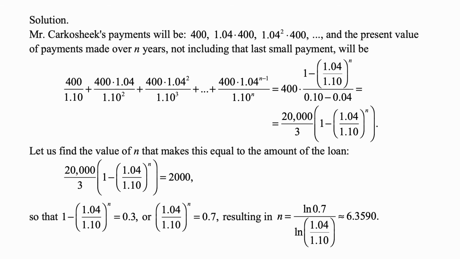And let us find the value of n that makes this equal to the amount of the loan. So this is equal to 2,000. And from this, 1 minus 1.04 over 1.1 to the nth is 0.3. Or 1.04 over 1.10 to the nth is 0.7, and then n has to be equal to natural logarithm of 0.7 over natural logarithm of 1.04 over 1.10. That's approximately 6.3590.